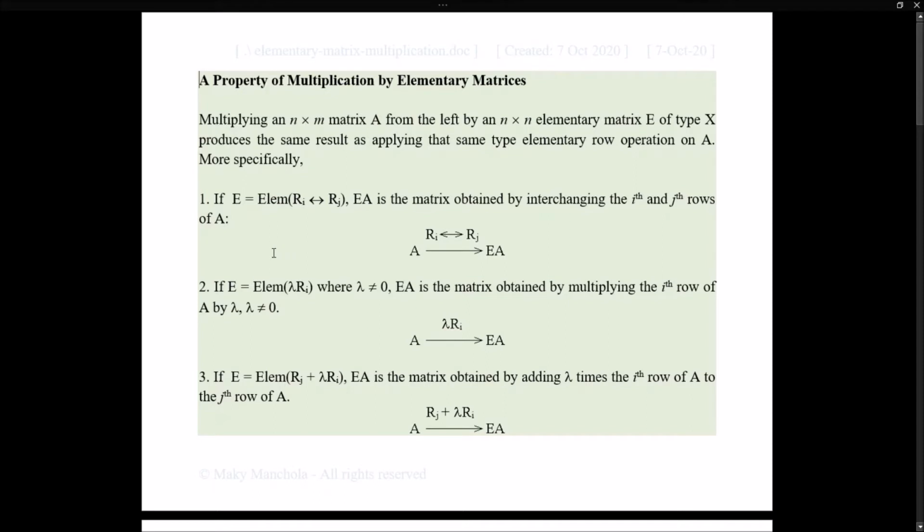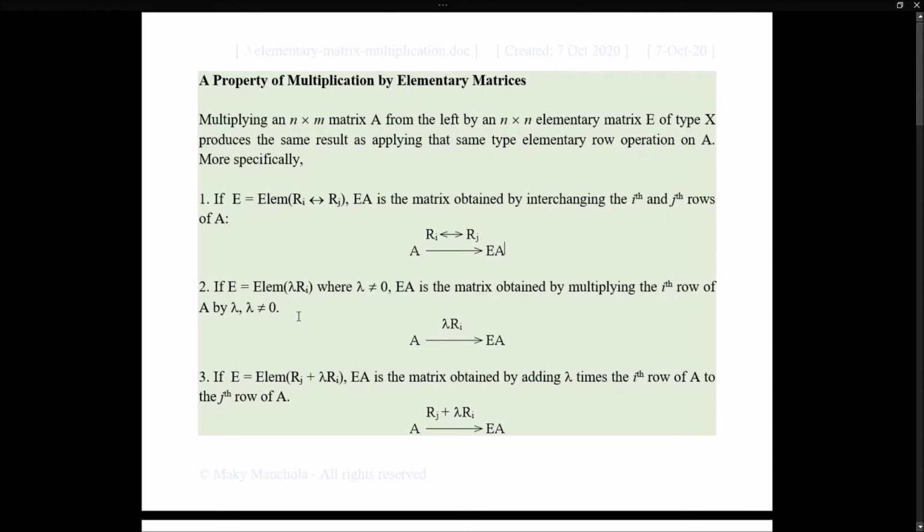More specifically, if E is the type 1 elementary matrix obtained by interchanging the ith and jth rows of I, E times A is the matrix obtained by interchanging the ith and jth rows of A. Here we illustrate. Interchange the ith and jth rows of A. The result is the same as E times A.